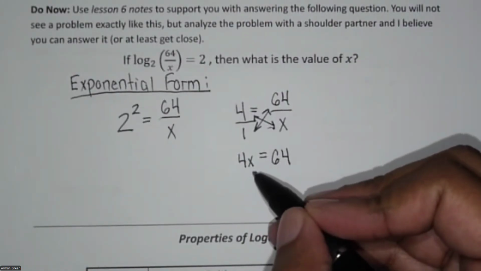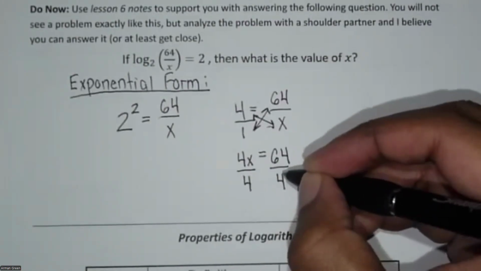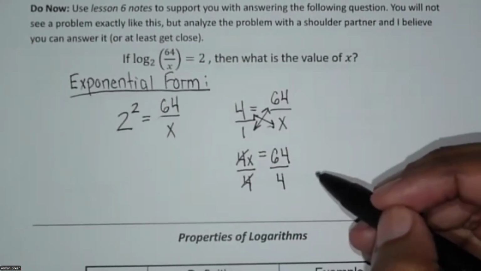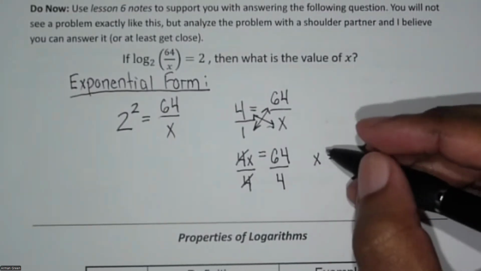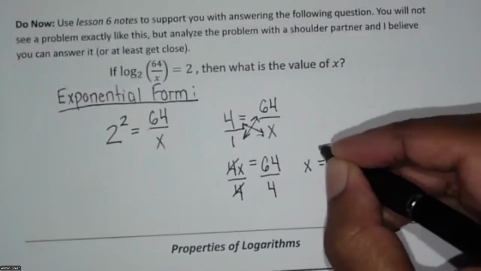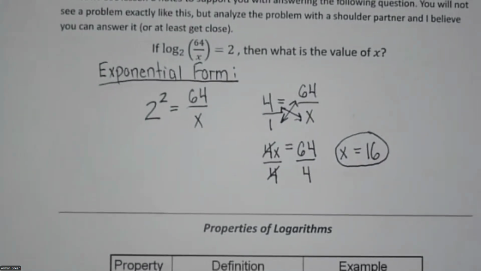And now if I want to get x by itself, I need to divide both sides by 4. So if I do that, I get x is equal to, and 64 divided by 4 is 16. So that will be our final answer for the do now.